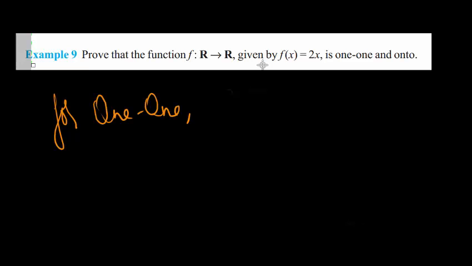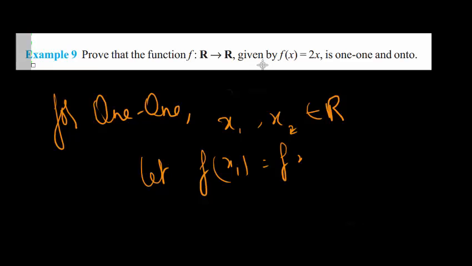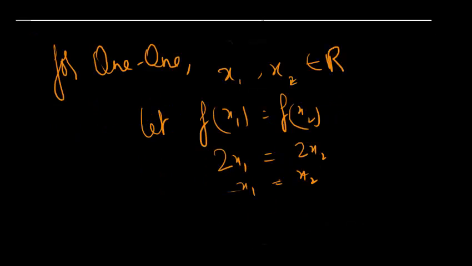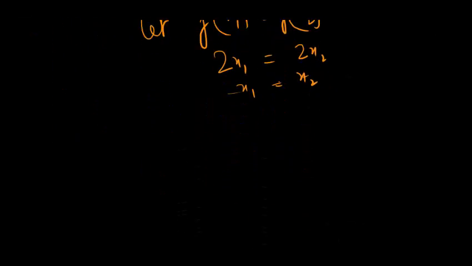what you do is you take x1 comma x2 belonging to the first set, which is the real numbers itself. Okay, and then you say let f of x1 be equal to f of x2, and then what is f of x1? 2x1, which is equal to 2x2, which means x1 is equal to x2. And then you say if you get x1 is equal to x2, then you can directly go ahead and say that the function is a 1 1 function. Okay, now let's see why this actually works and why is it true.